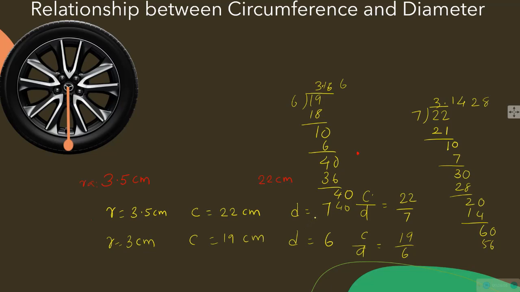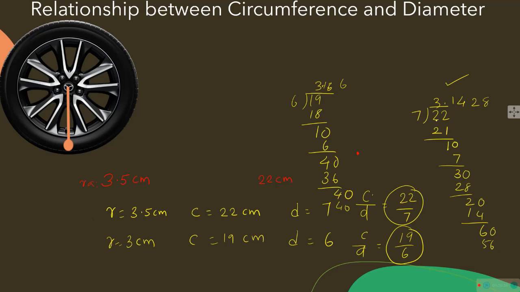Ultimately we had to conclude that the relationship is almost like 22 upon 7 or 19 upon 6, or in decimal format it is 3.142, like that it goes. You can approximate it as 3.14. So that is how the conclusion happened to be. And in most cases it happens to be 3.14.